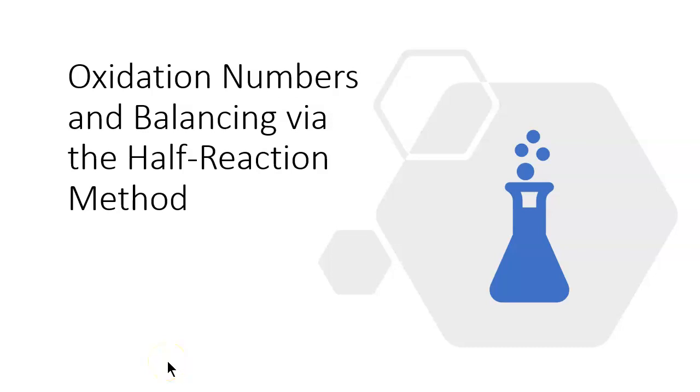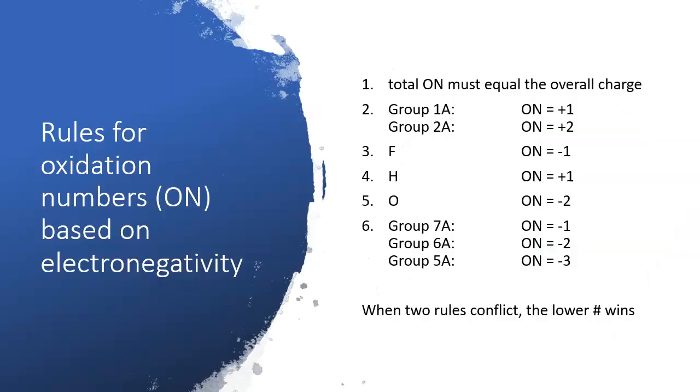So as we embark on electrochemistry, we should take some time to review oxidation numbers and then explore what it means to balance redox reactions via the half reaction method. You might recall back in the fall, we talked about oxidation numbers as being either a charge or an apparent charge for atoms within compounds.